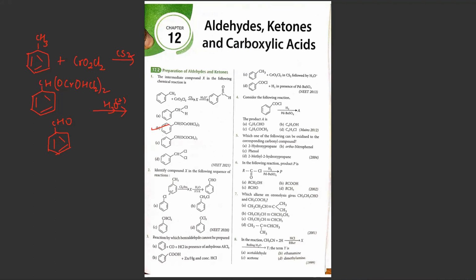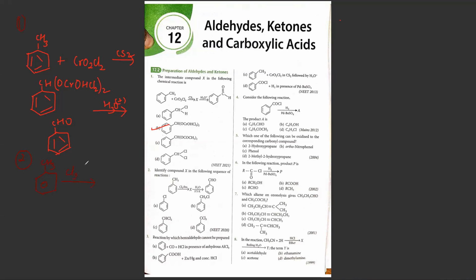Next question: identify the compound X in the following sequence of reactions. They have given a sequence of reactions, and you need to write X. Again, here also you have to tell the intermediate. So this is the first one. Now we'll write the second one. In this reaction, again they have taken toluene.